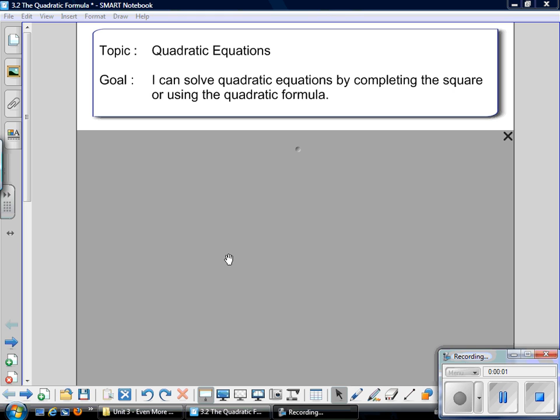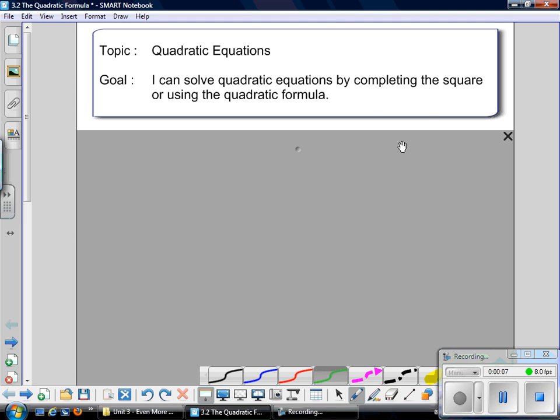Continuing with our quadratics. What we're looking at now is our goal: I can solve quadratic equations by completing the square or by using the quadratic formula. So far you have been solving quadratic equations. We did it actually in the last unit. But in this unit we're going to solve them using different methods. Today we're going to look at completing the square to solve them, as well as using the quadratic formula.